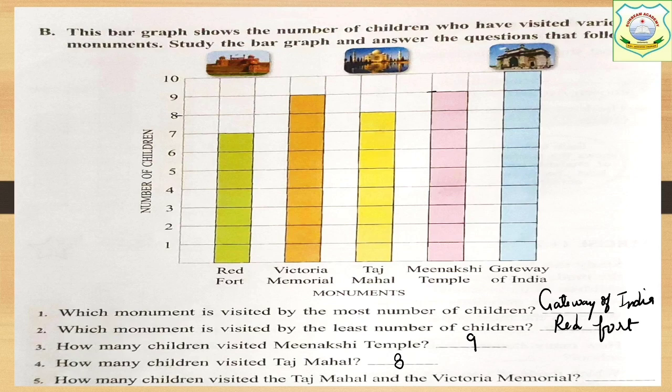Now, how many children visited the Taj Mahal and Victoria Memorial? Sorry, Victoria Memorial and Taj Mahal, how many children went to both? So 8 and 9. So what do you have to do? Taj Mahal is on 8 and Victoria Memorial on 9. So we have to add this 8 plus 9, that is 17. So how many visited? 17. Total overall 17. Clear? So you have to write it down in the notebook.